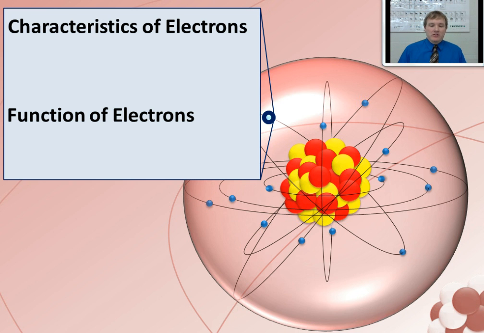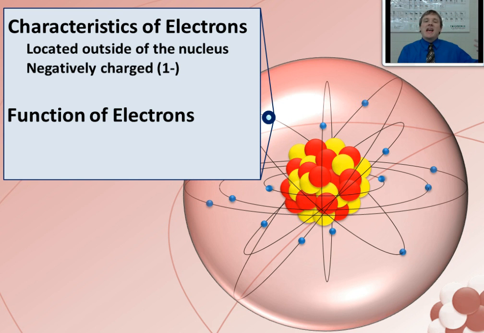First, let's begin by looking at the characteristics of the electrons in the electron cloud. Electrons are located outside of the nucleus. They have a negative charge. Each electron has exactly the opposite charge of a proton, a 1- charge. And electrons basically have no mass.